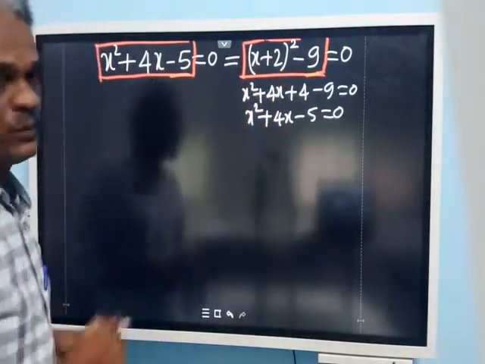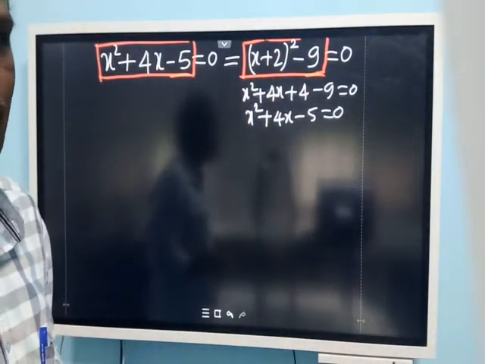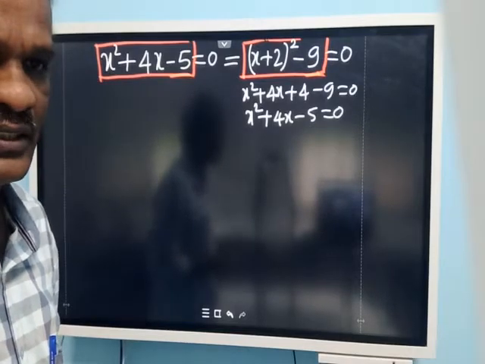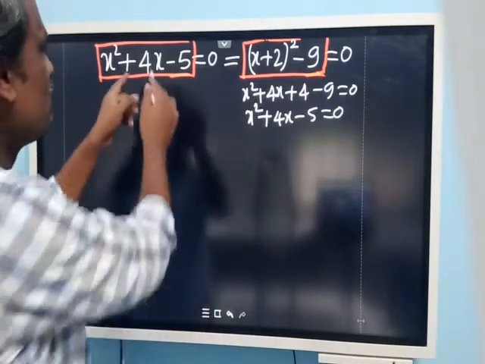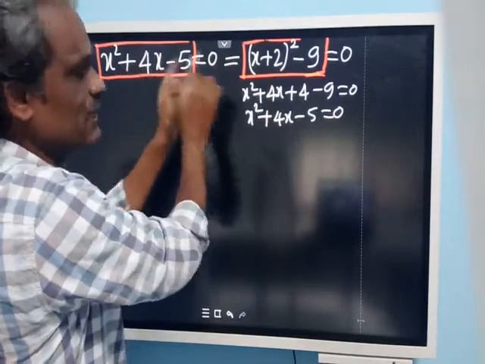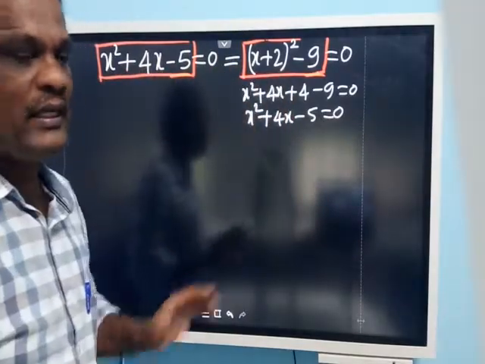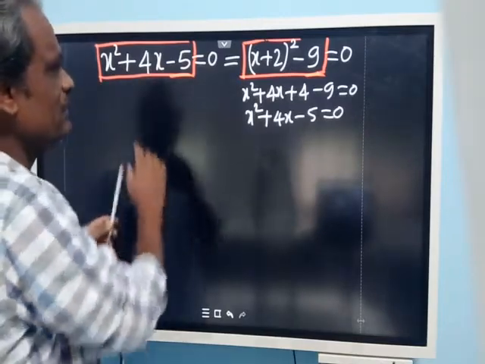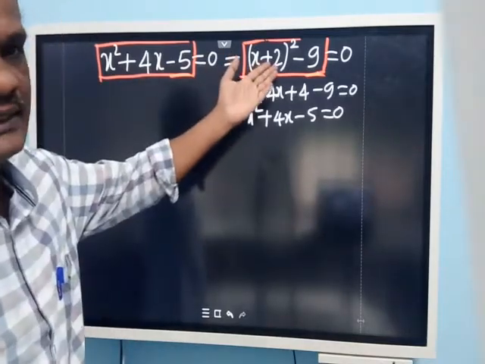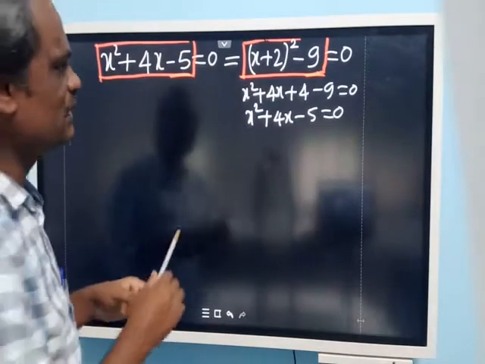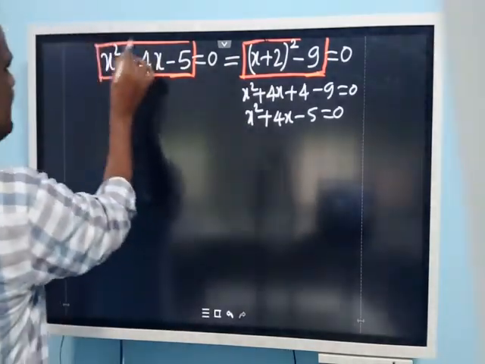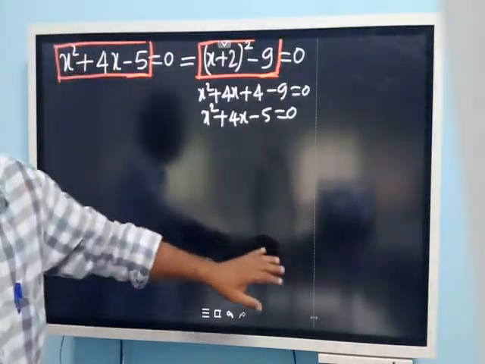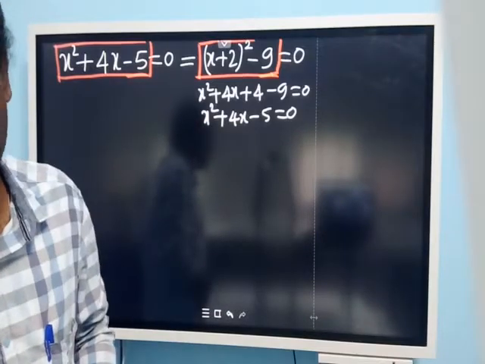This can also be solved by splitting the middle term, by the method of factorization. But if you are able to convert it into this form, you can solve it within one or two steps. So how do we convert it into this type? Let us see now. I take the first part, x square plus 4x. We will find this out by the geometrical method.